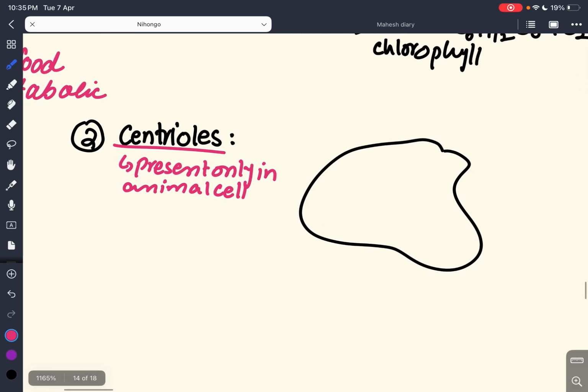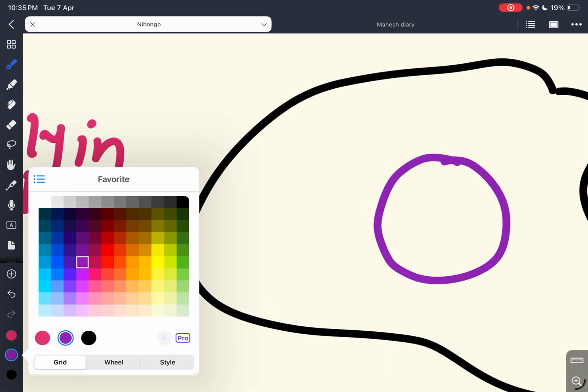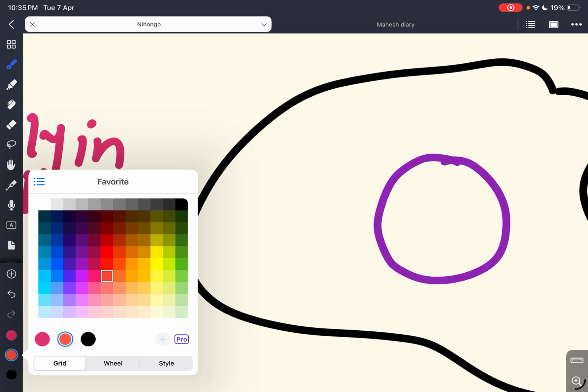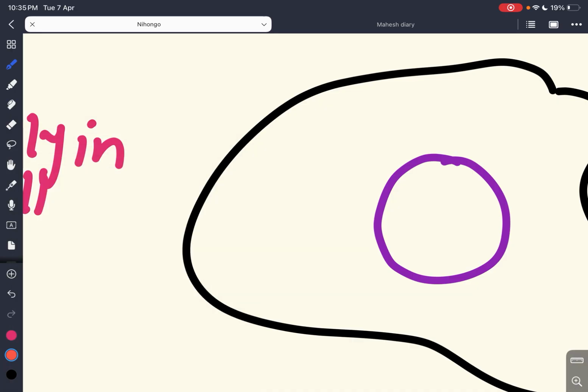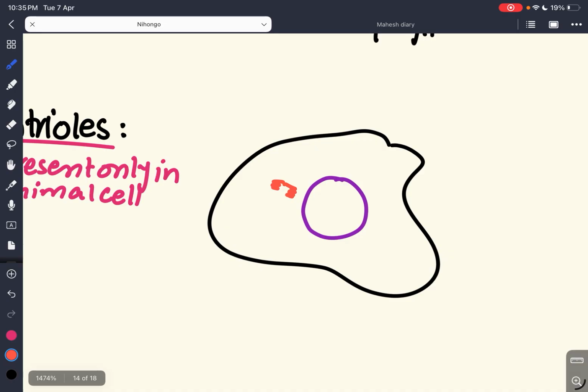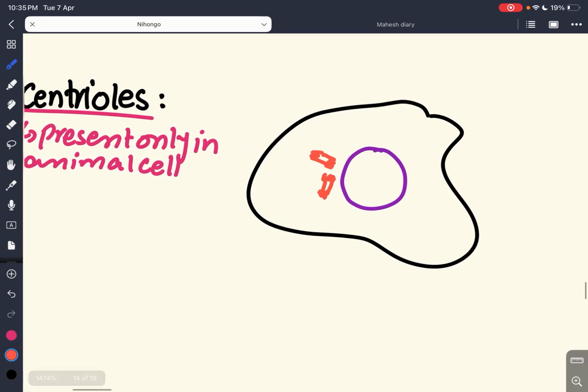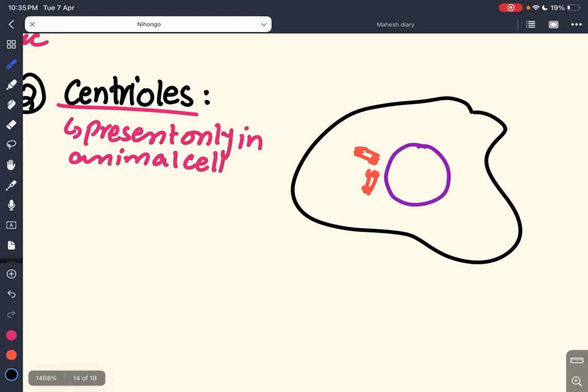This is an animal cell that you can see right now. In this animal cell, we have this large structure, which is a nucleus. Just beside the nucleus, there is one more structure actually present, which is something like this. So it's like this, and it's like this. It's just present outside of the nucleus, okay? And these structures are called centrioles actually.